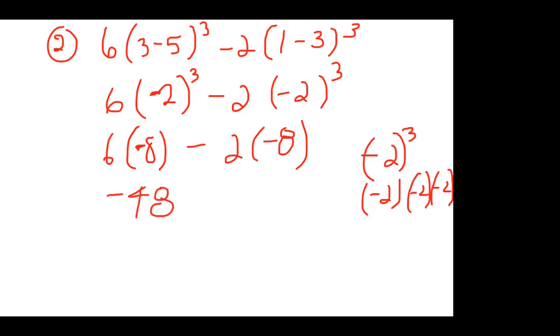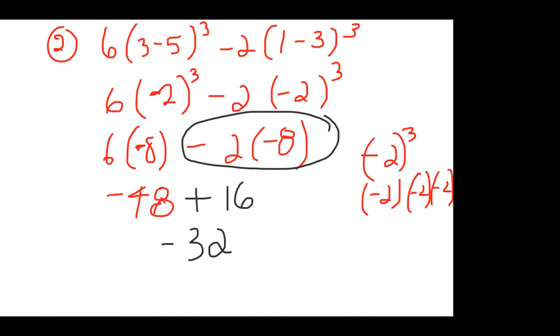Now, be careful with this next part. When you're multiplying over here, you are multiplying -2 times -8. So that's going to give you a +16. And then you want to add them together. So this is going to give you a -32.